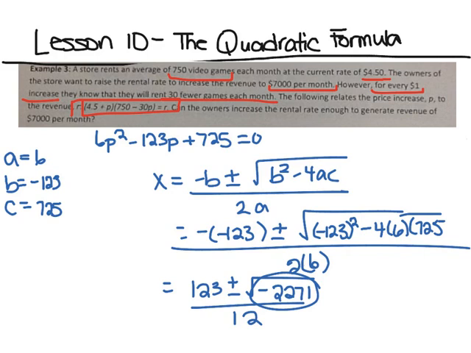Now because you cannot ever have a negative under the radical sign and get a real solution, there will be no way that the store can increase their revenue to $7,000 per month. So there is no solution. No real solution. There might be an imaginary solution, but you will never get that joke.